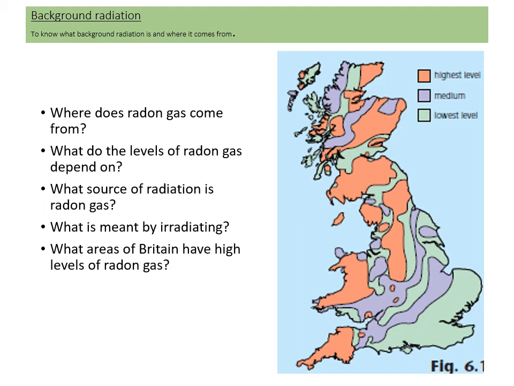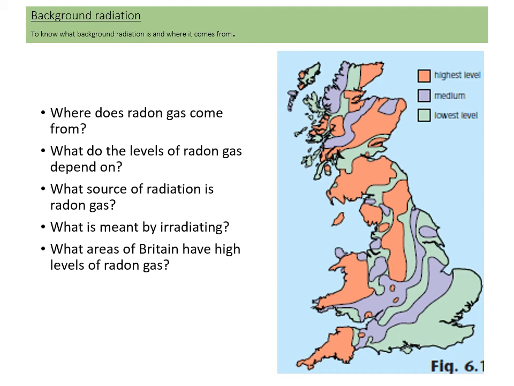Radon gas comes from rocks in the ground. You might have put granite. What do the levels of radon gas depend on? The bedrock, so the ground underneath our feet. What source of radiation is radon gas? It's an alpha source. What is meant by irradiating? That's when radiation comes from outside the body into the body, or an object, it doesn't have to be a body.